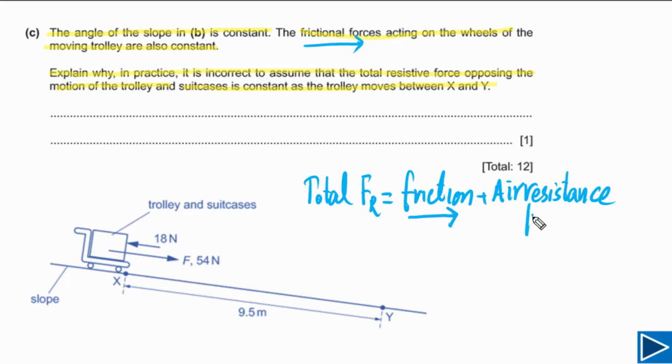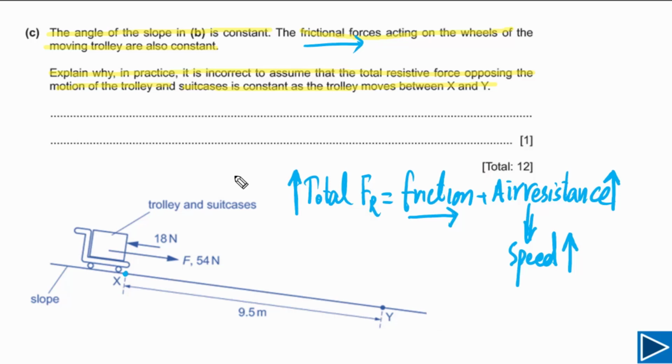But air resistance depends on speed, and when the trolley is moving down the slope, between X and Y, it is accelerating, so the speed is not constant, the speed is increasing. As speed is increasing, air resistance is also increasing, so total resistive force is not constant, it is increasing as the trolley moves between X and Y. So that's the reason we cannot assume that total resistive force is constant.